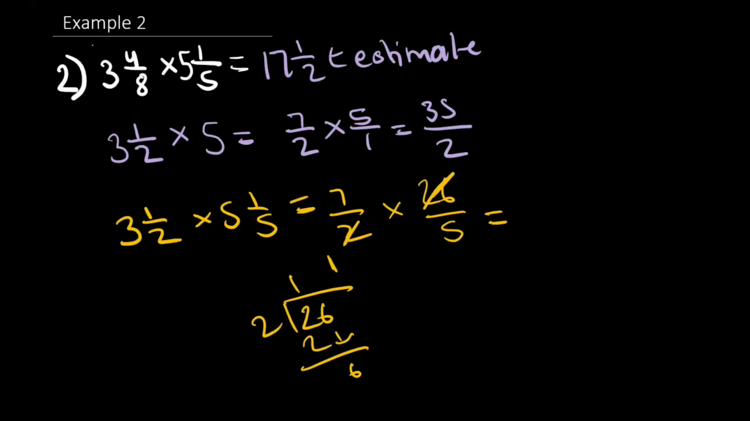Okay, so we drop down the 6. And then 2 times 3 is 6 with no remainder. So this will turn into 13. Now we need to multiply 13 by 7.